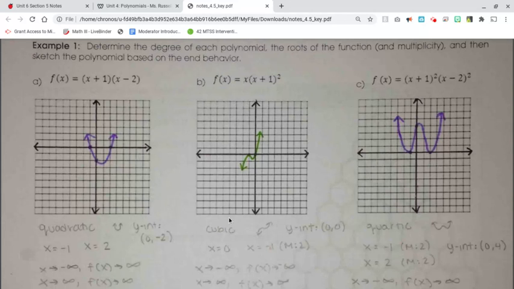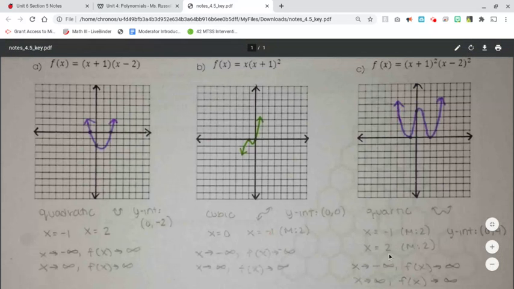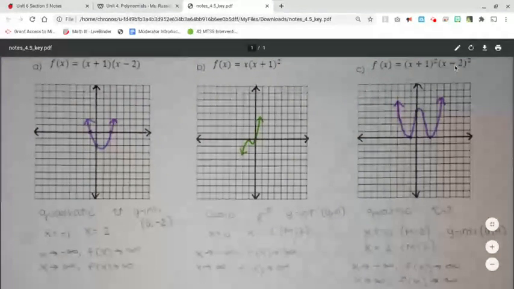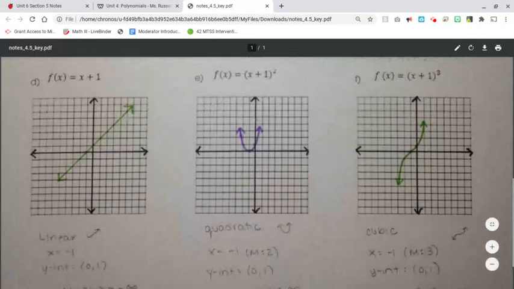You can see in B, as x goes to the left, it's going down to -infinity. And as x goes to the right, it's going to +infinity. So as x goes to -infinity, y goes to -infinity. And as x goes to +infinity, y also goes to infinity. If you look at C, as x goes to the left, you can see it will continue going up. So as x goes to -infinity, y will go to infinity. And also as x goes to +infinity, y will also go to +infinity as it keeps going up.